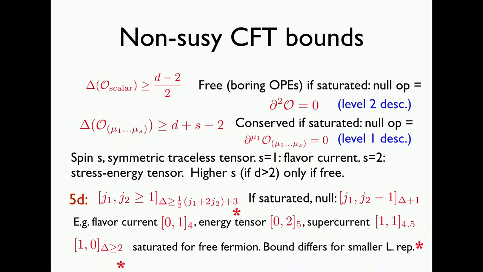This is another short multiplet. Well, so this is another bound that if the quantum number J2 is 0, and if we have general J1, then, for instance, for J1 equals 1, the inequality is that the dimension has to be bigger than or equal to 2. And this is saturated for a free fermion.